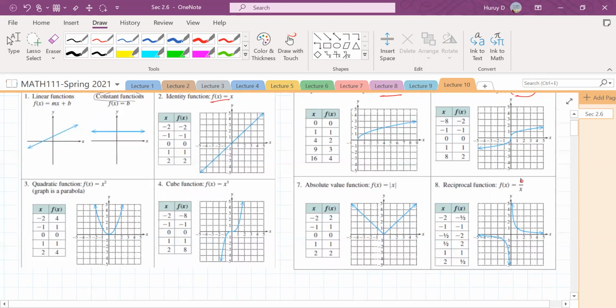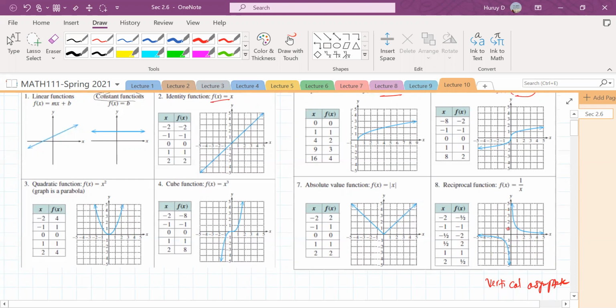And then the reciprocal, or 1 over x. In this case, we have two separate graphs. As you can see, both of them don't touch the y-axis. In this case, we call the y-axis a vertical asymptote. Vertical asymptote means the graph gets closer and closer to the line, but it never touches it. This is what we call an asymptote.